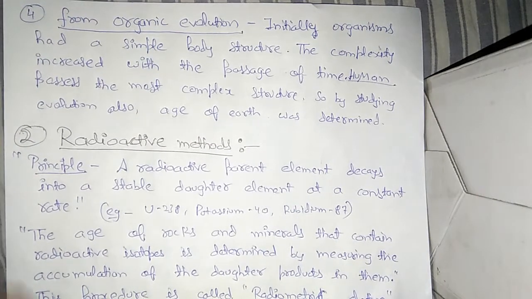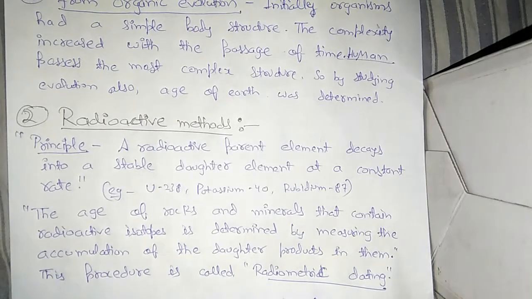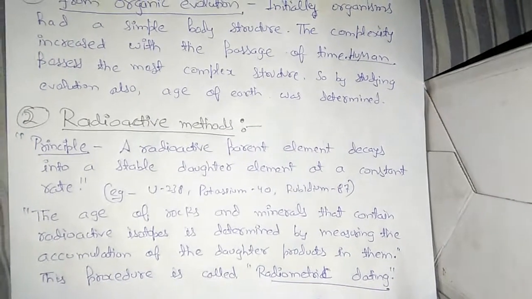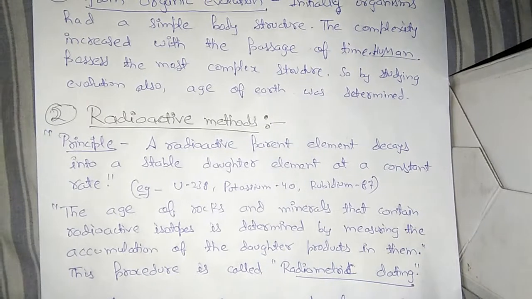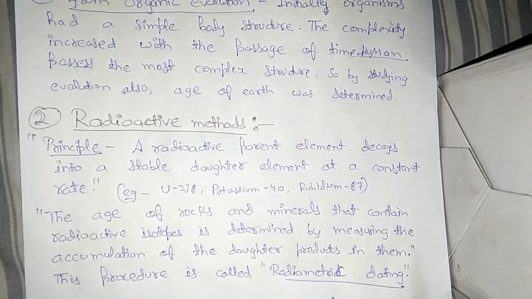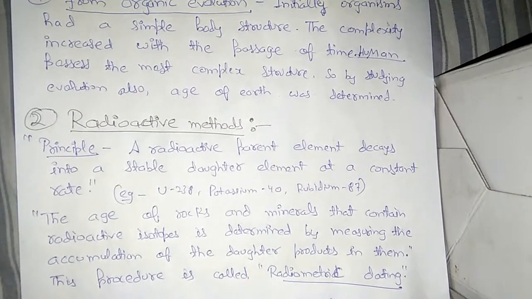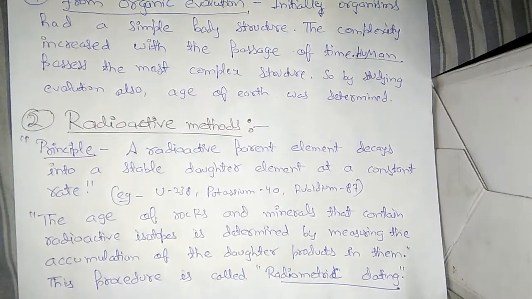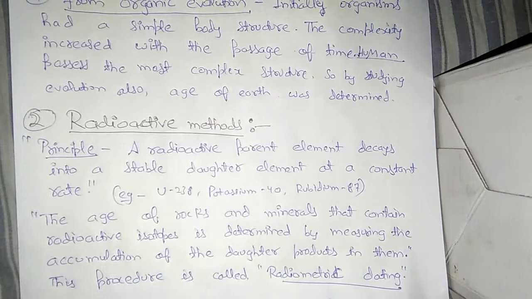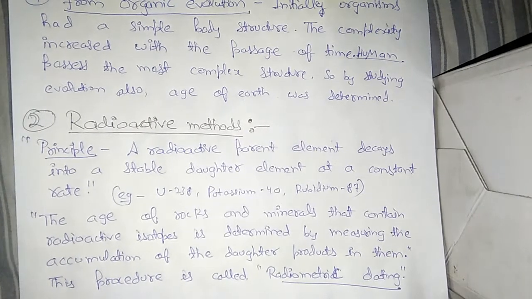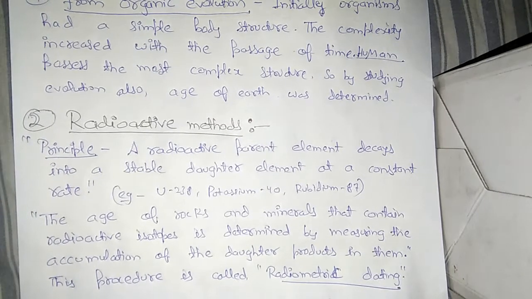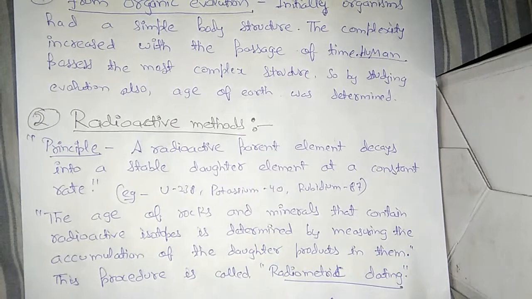The second type that I told you is the radioactive method. The principle of the radioactive method is that a radioactive parent element decays into a stable daughter element at a constant rate. If I take an element, it is a parent element because we have not done anything to it. After it starts decaying, it decays into a stable daughter element at a constant rate. This is the principle.